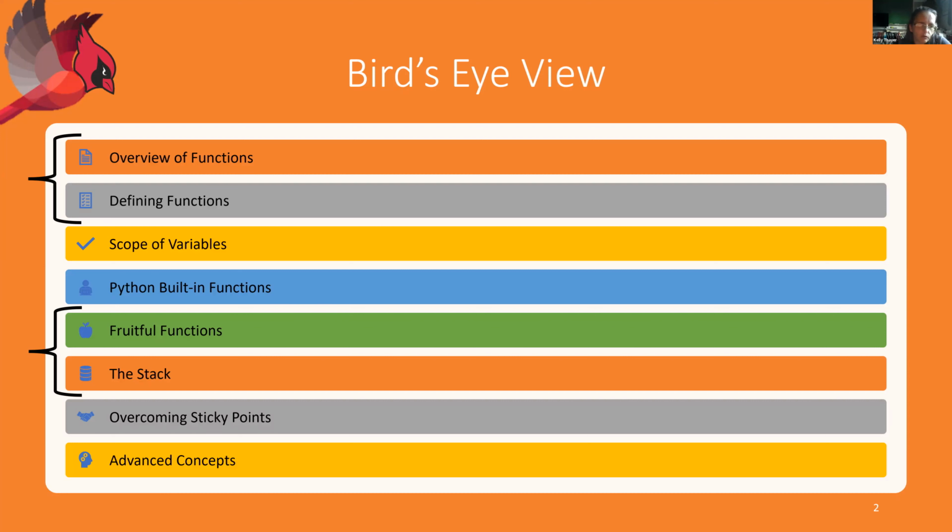We'll also take a look at fruitful functions as opposed to unfruitful functions, and the stack, that is when an error occurs, what Python is trying to tell you about that. Overcoming sticky points. There are a number of things about functions that can cause continued trouble, and we'll take a look at some of those and hopefully clarify those for you. And finally, we'll tie up some loose ends with the advanced concepts to round out our discussion on this. So as I mentioned, we'll be doing this over a 2-week period.